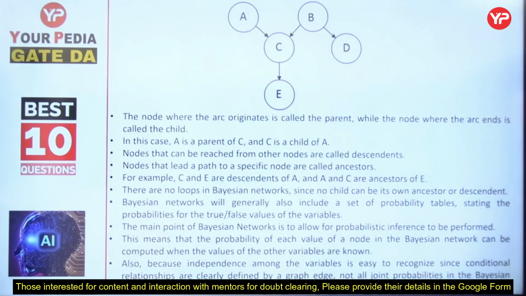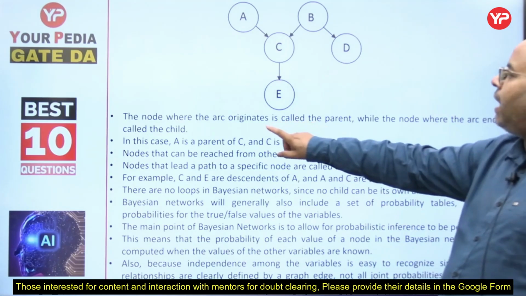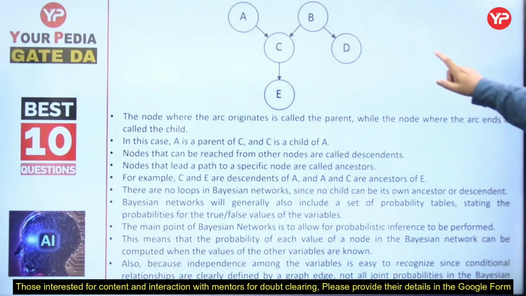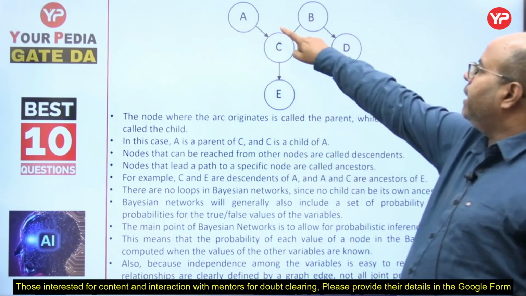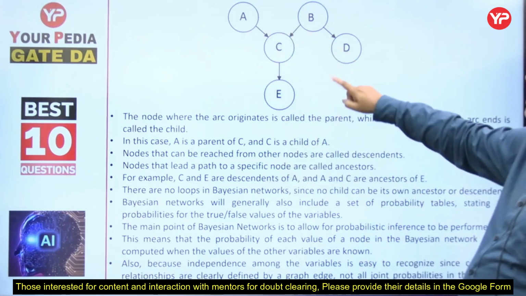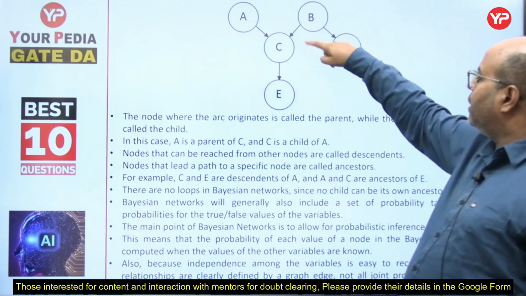So like this, you see, the node where the arc originates is called the parent, while the node where the arc ends is called the child. In this case, A is the parent of C and C is a child of A.